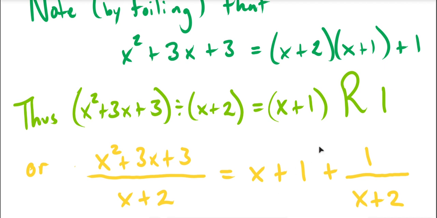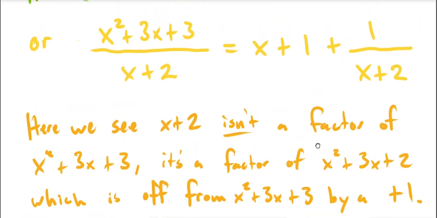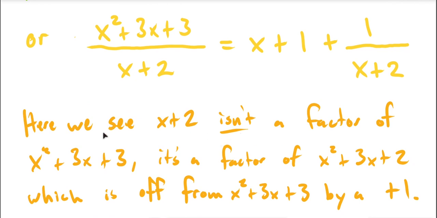We may also say, dividing on both sides of this first green equation by x plus 2, then it will cancel from this term and just give me the polynomial x plus 1, plus the remainder over x plus 2. And from the existence of a remainder, we can see that x plus 2 is not a factor of x squared plus 3x plus 3.